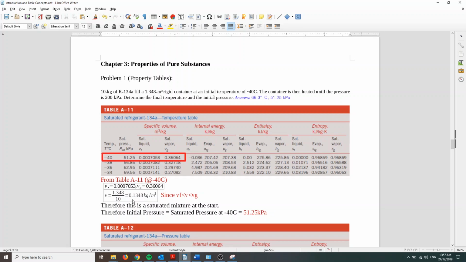Let's see this value. It seems to be in between the saturated liquid and saturated vapor values, and what this means is this is a mixture of both liquid and vapor together. Since it's in between these two values, this particular state occurs at this temperature and this pressure. Therefore, we know that the starting pressure will be 51.25 kilopascal. The next thing is realize that it's heated until 200 kilopascal.